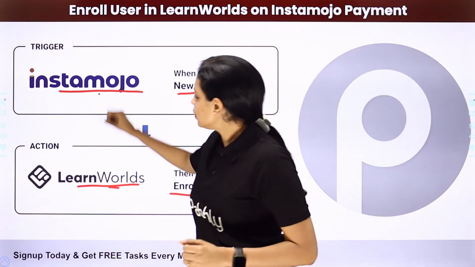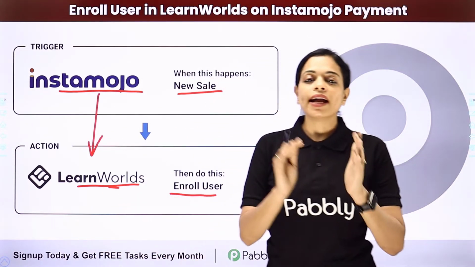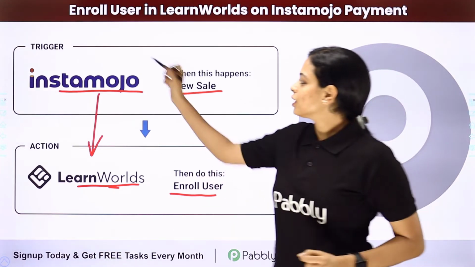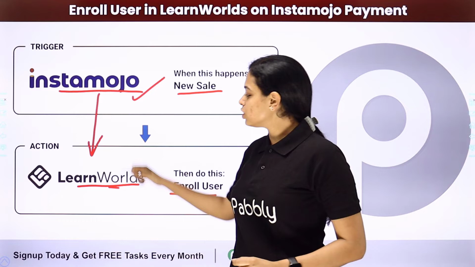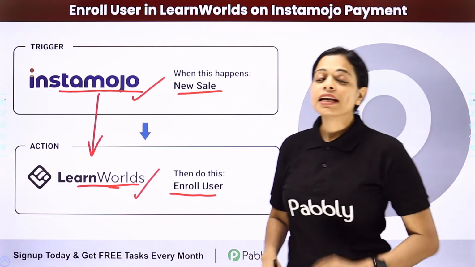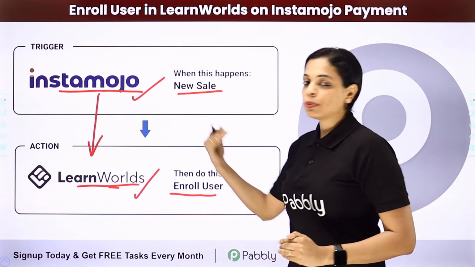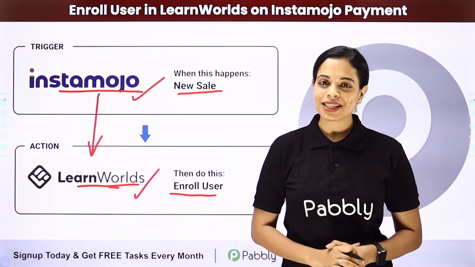For this, you will have to integrate the two applications, and the same thing can be done using Pabbly Connect software. So here your trigger application will be Instamojo and your action application will be LearnWorlds. Now how can you integrate and automate this entire process yourself? To understand that, let me take you to my screen.